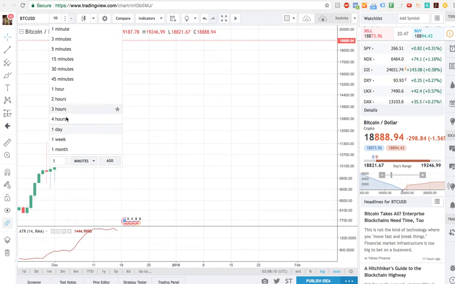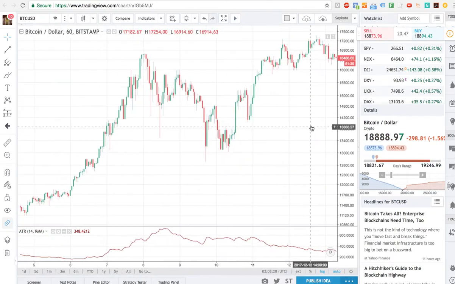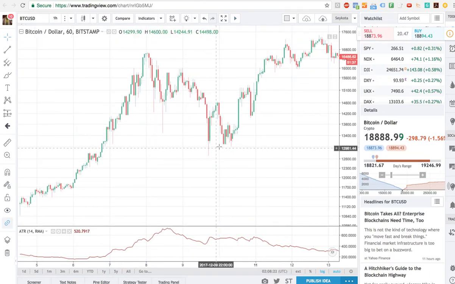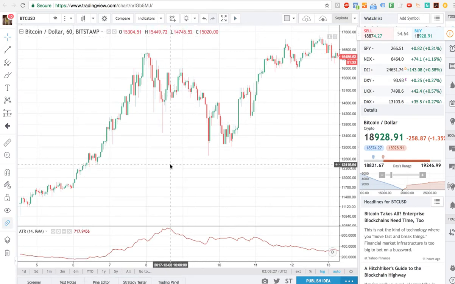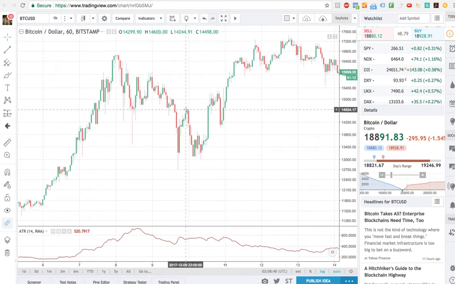Let's go back to 1 hour. Let's go back to here. What I want to show you is that this is a 1 hour chart. While we're in this corrective phase, we paint a low, a lower high, a lower low, a lower high. This high is lower than this high, so we're in a downtrend. So we paint another lower low, another lower high.